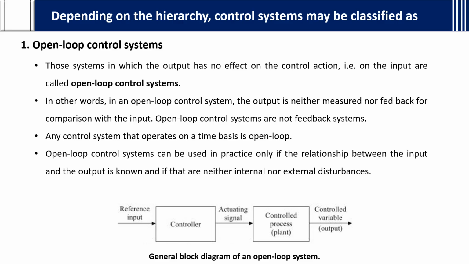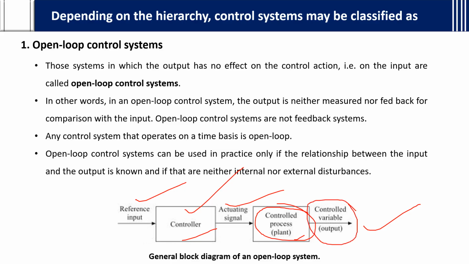If you see this diagram, there is a reference input and an actuating signal going from the controller to the controlled process, the plant. The controlled variable, the output, has no effect on the control action, that is, on the input. There is no feedback given back. If feedback is given, they are called closed loop control systems.